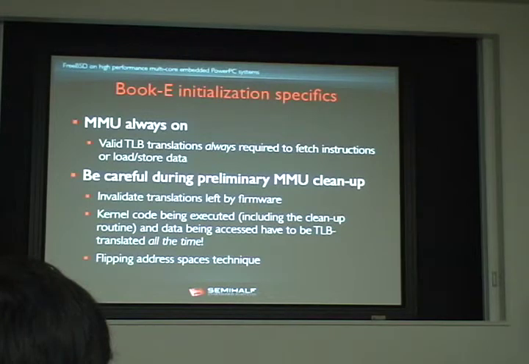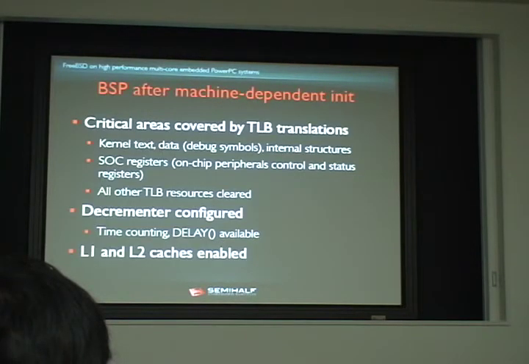So we employ an interesting but not very complicated technique of using address spaces, because Book E defines actually 2 address spaces. So we flip the address spaces and set some temporary TLB translations, and we switch to this temporary translation, then we can kill all the others, then set up the target and final TLB translation, then switch to it and run from that finally. So this is how the BSP needs to be handled.